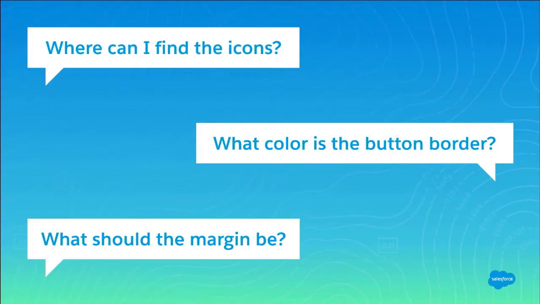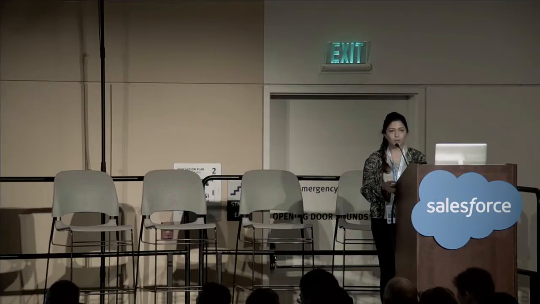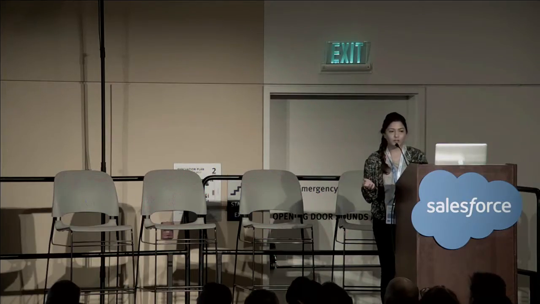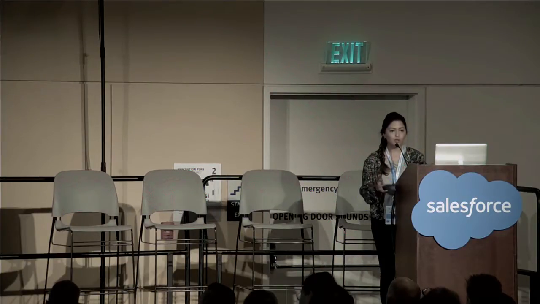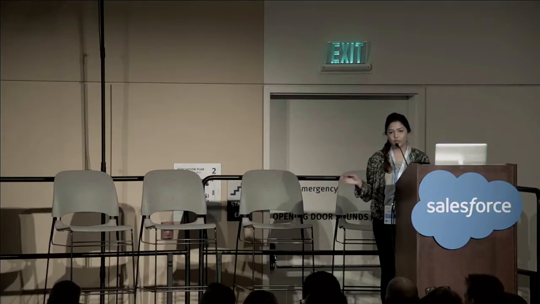A lot of questions that we would often get would be, where can I find the icons, or what color is the button border, or what should the margin be? Those are questions that if you've ever worked on a design team or a development team, you know that you are also answering those questions or asking those questions at the same time. And when you have such a huge organization, you want those answers to be available to everyone all at once. You don't want to keep answering the same questions, and you don't want those questions to be answered differently every time. You want there to be one color for the button border, for example, that's used across the board.